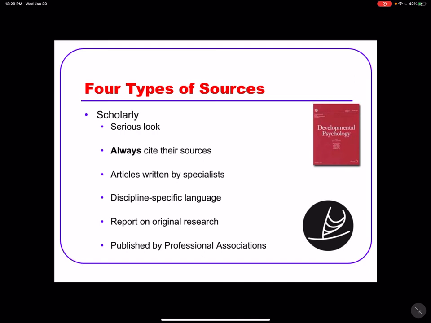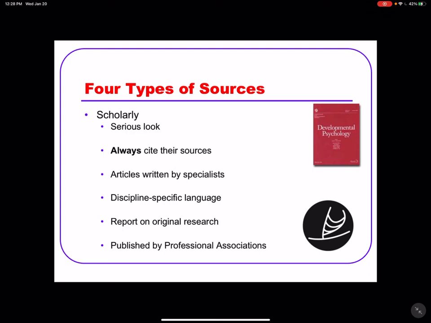Attachment. If you're in a journal on developmental psychology, especially if they're looking at the whole entire lifespan, when they use the word attachment, they don't mean my keychain is attached to the key, right? That's not what they mean. When they say attachment, they're really referring to attachment theory. And you have to have a little bit of educational background before you can understand the real meaning of that discipline-specific language.